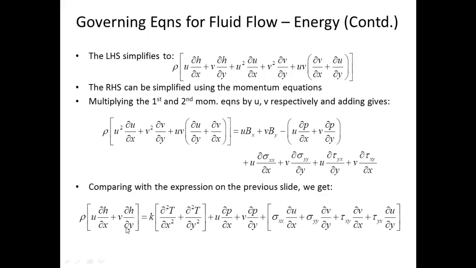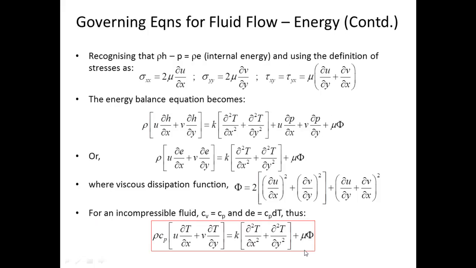The benefit of doing this is that we are eliminating a lot of terms and we are retaining the terms which involve enthalpy, which is the actual component of energy. So the energy equation takes a form like this, which can be further modified based on the relationship between enthalpy and internal energy, and also by using the definition of the viscous stresses. The equation for the normal and the shear stresses are given here in terms of the corresponding velocity gradients.